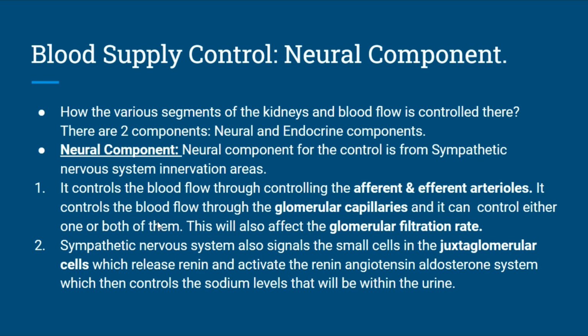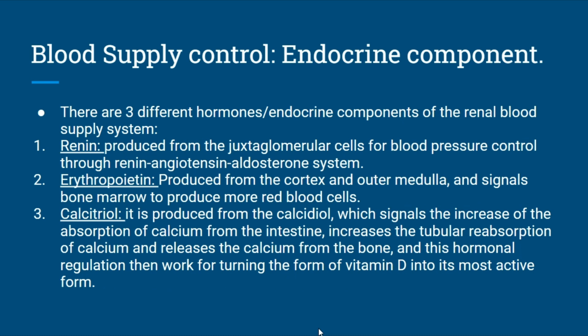So how does that affect the blood supply? So it controls the blood supply or blood flow through controlling the afferent and efferent arterioles. It controls the blood flow through the glomerular capillaries, and it can control either one, meaning either afferent or efferent or both of them. And they will also affect the glomerular filtration rate, which is also an important topic. We're going to discuss that in the later slides. So the sympathetic nervous system is going to signal the small cells in the juxtaglomerular cells, which release renin, and renin is going to activate the renin angiotensin aldosterone system, which then controls the sodium level that will be within the urine.